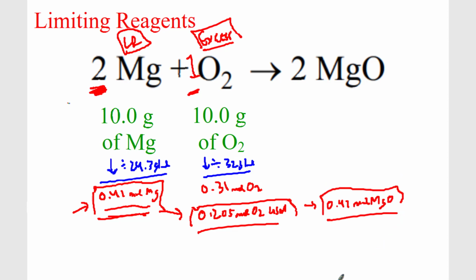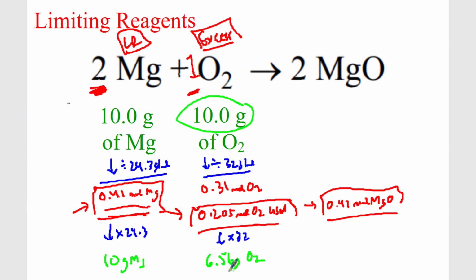Okay? And so you can see, now I can come back to mass, can't I? By multiplying by the molar mass. Well, I can multiply by 24.3 grams per mole, and that gives me 10 grams of magnesium. You can see oxygen is times by 32. So we have 0.205 times 32. Means I only used 6.56 grams of oxygen gas. Did I use all 10 grams? No, I only used 6.56 because that was in excess.